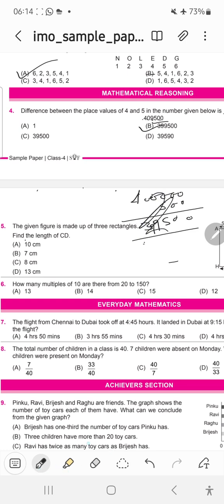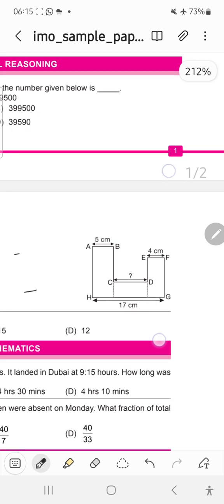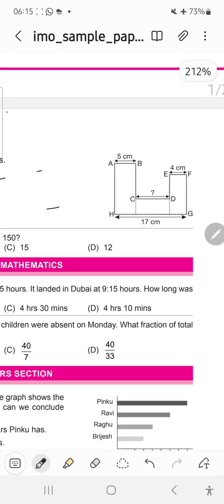And the next question. The given figure is made up of three rectangles. Then find the length of the CD. If you separate this figure into three rectangles, the first rectangle, you can name it P, and this point Q.